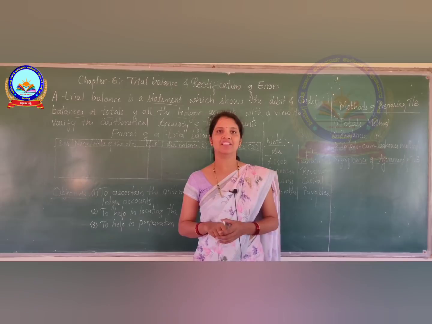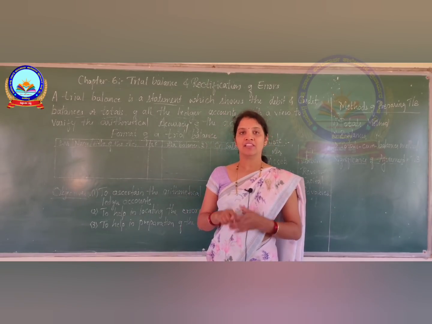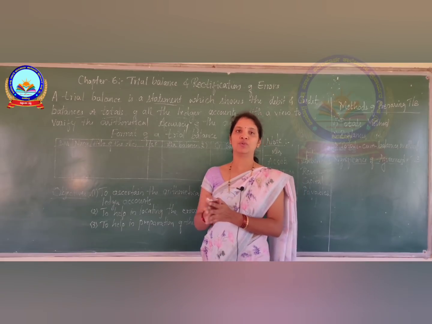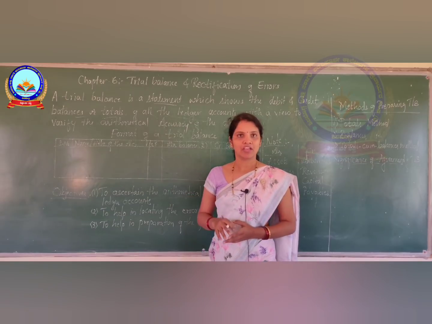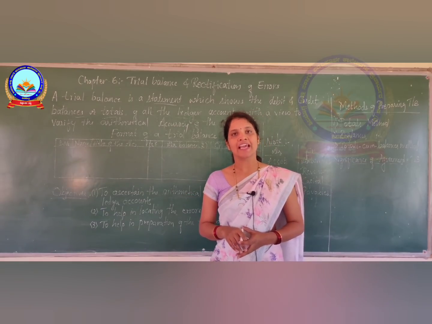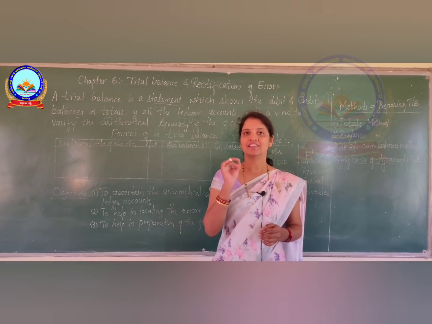Because our system is the double entry system. Every debit has its corresponding credit. That is why the total of debit amount should be equal to the total of credit amount. That is why it should tally. If not tallied, what does it mean? It means we have committed some mistakes, some errors.